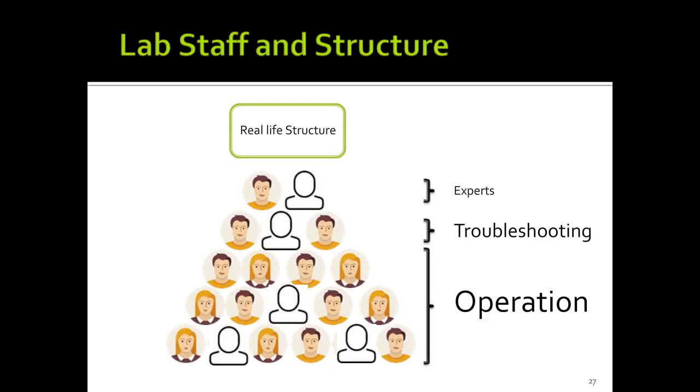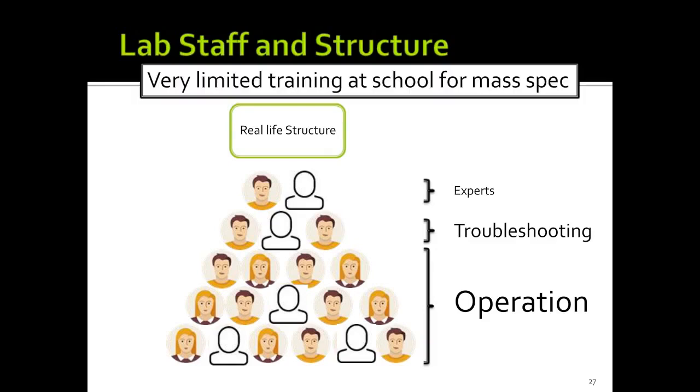The reason for that is that it's hard to find people, hard to train, hard to even get people to the level that we want. Here, there's basically very limited training at school for mass spec. All right, but if you are lucky to have somebody, what are the functions that we need to think about at different levels?